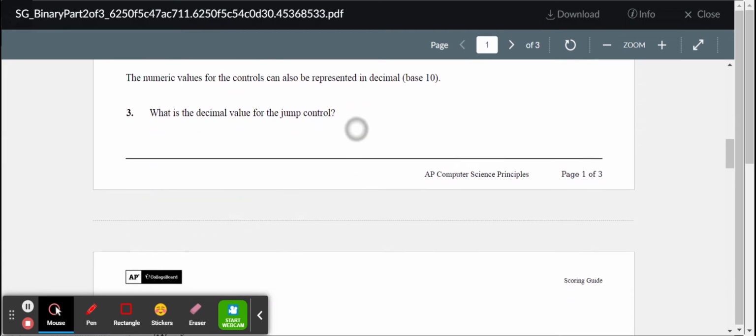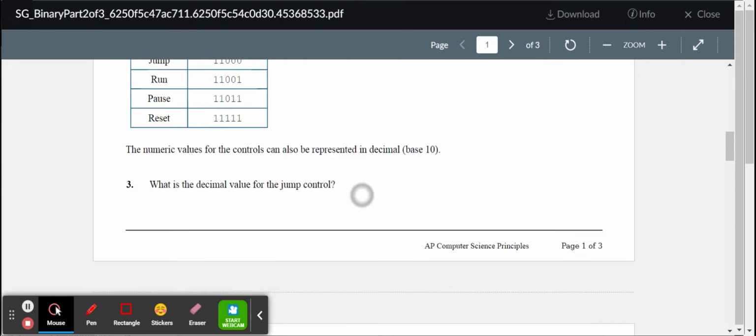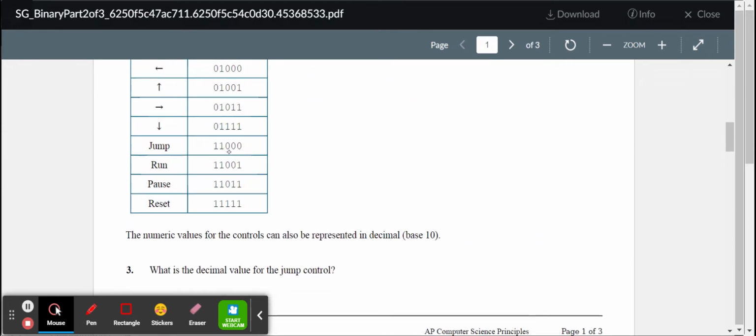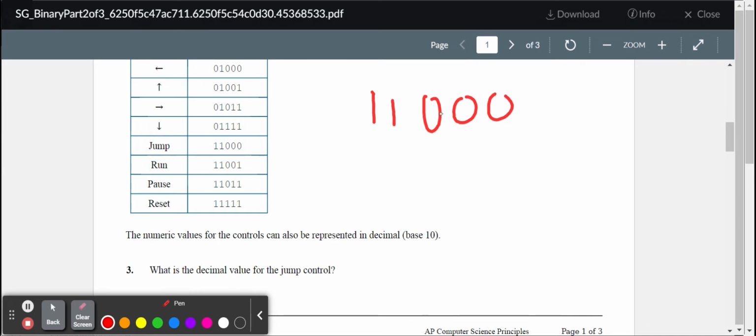What is the decimal value for the jump control? So we just have to go to jump, and again, I just do this and say, all right, well, this is the 1 position, 2, 4, 8, 16. So you just add 8 and 16 together, and that's 24. Was that the right answer?